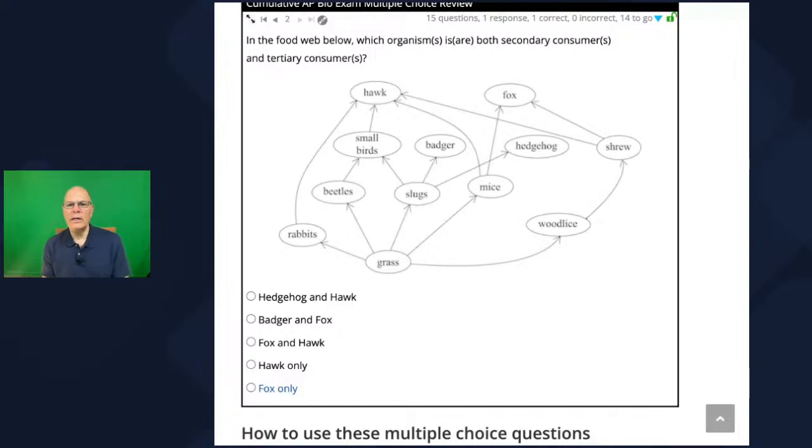Okay, it looks like we've got 2 people who are really participating, and I totally appreciate that. Which organisms are secondary consumers and tertiary consumers? All right, so we've got a 4 and a 3. I'm going to go with 3, fox and hawk.